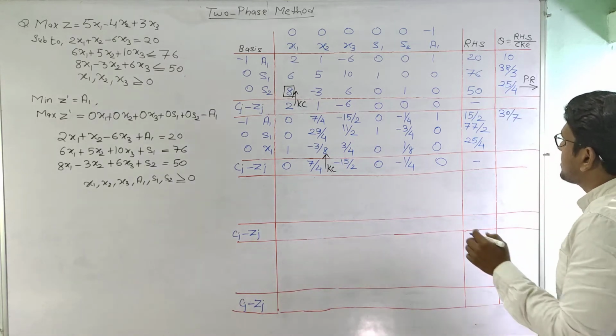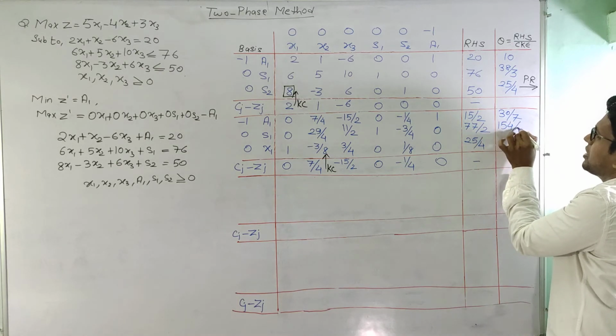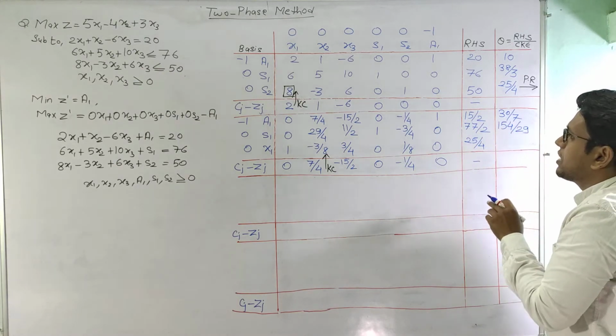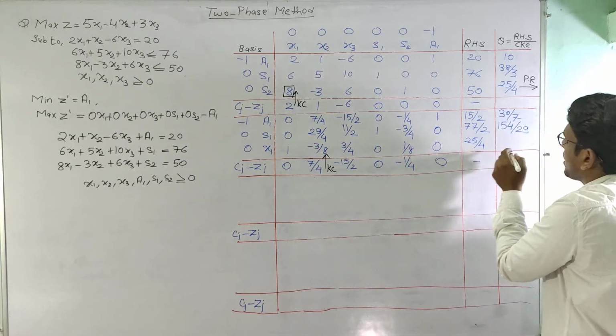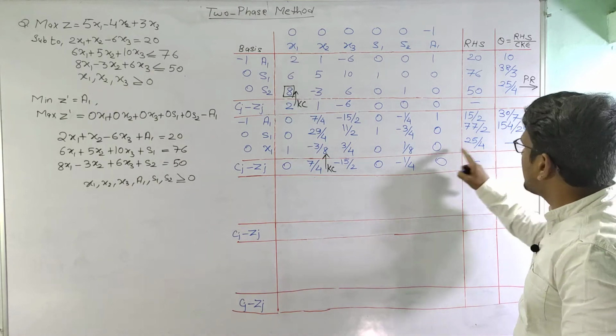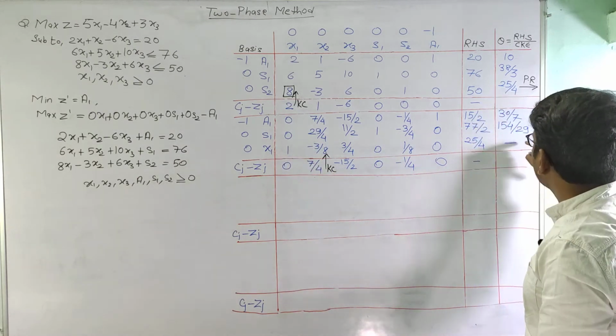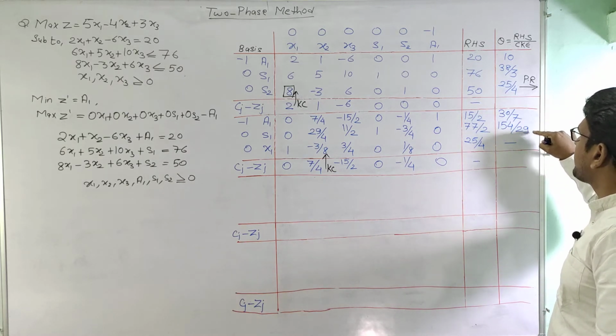Similarly 77 by 2 divided by 29 by 4, so this will be 154 by 29. And as this is negative, we do not need to calculate this. Instead we will put a dash sign here, that means variable x1 is not eligible to participate for the leaving variable.